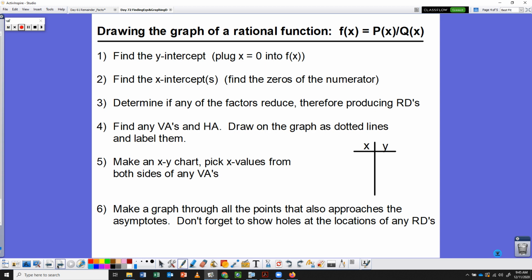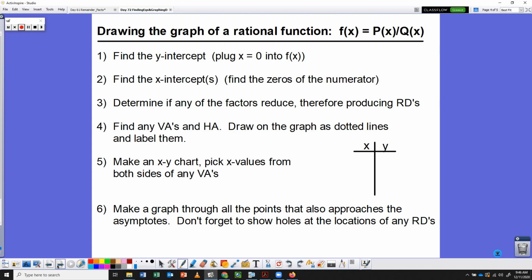Number 4, you want to find any vertical asymptotes and horizontal asymptotes and draw them on the graph as dotted lines. So after you've checked to see if anything reduces, anything left over that still makes your denominator go to 0 is going to be a vertical asymptote, and horizontal asymptotes are found by comparing who's got the bigger degree on top or on bottom. And those are actually not part of your graph, but they're very helpful in making the graph. So you're going to want to draw them as dotted lines. They're not actually part of your function, but they're there to help you draw your function.